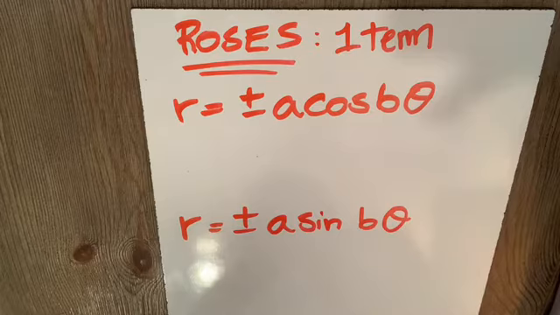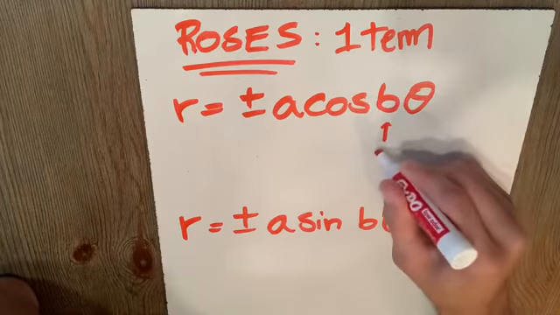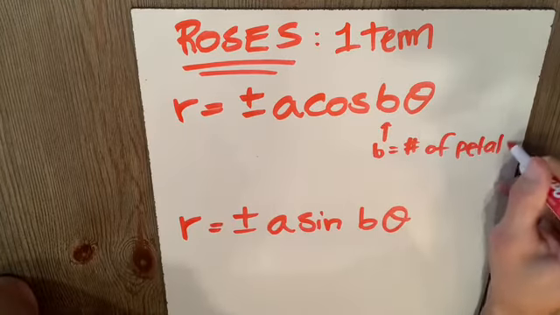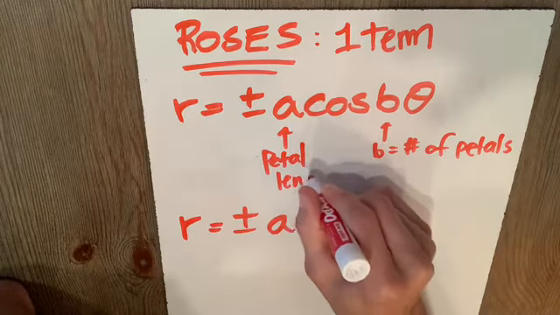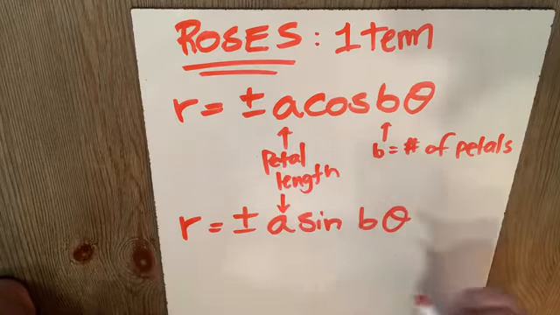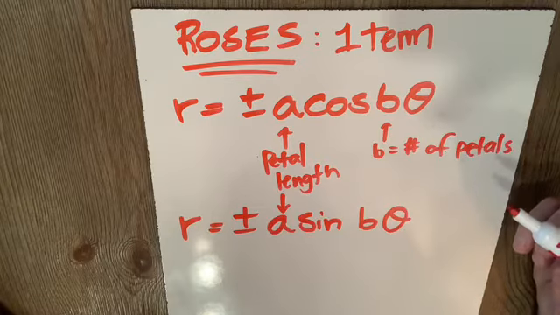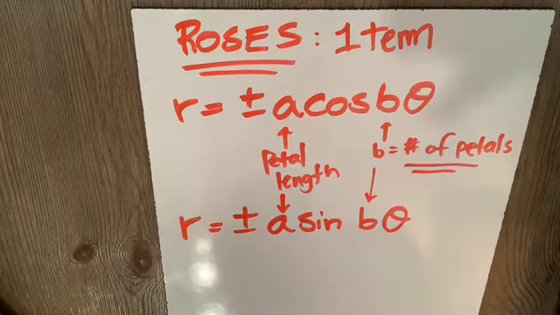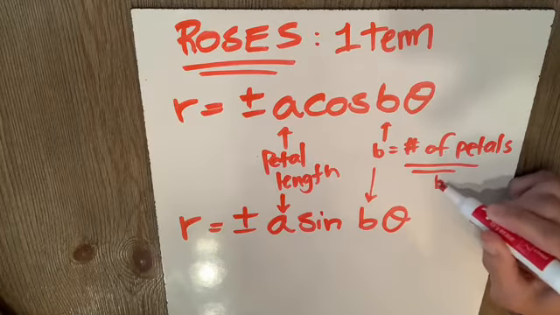So remember, anytime you see cosine, you're thinking polar axis symmetry, at least. And anytime you see sine, you're thinking theta equals pi over 2 symmetry, at least. For all of these, B is the number of petals, and A is petal length. That's for both plus or minus A cosine B theta, and R equals plus or minus A sine B theta. This isn't the full story because it's going to depend if B is odd or even. I could say B is the number of petals provided B is odd.